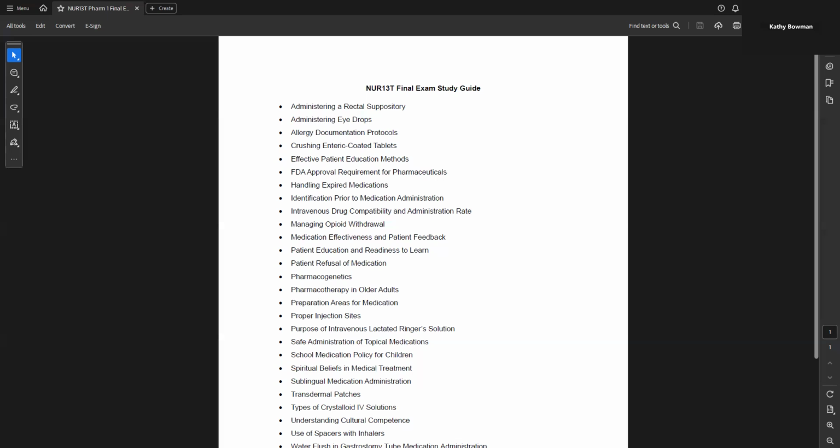Next is administering eye drops. When you administer eye drops, can someone tell me how to administer eye drops? Anyone? Can anyone explain?